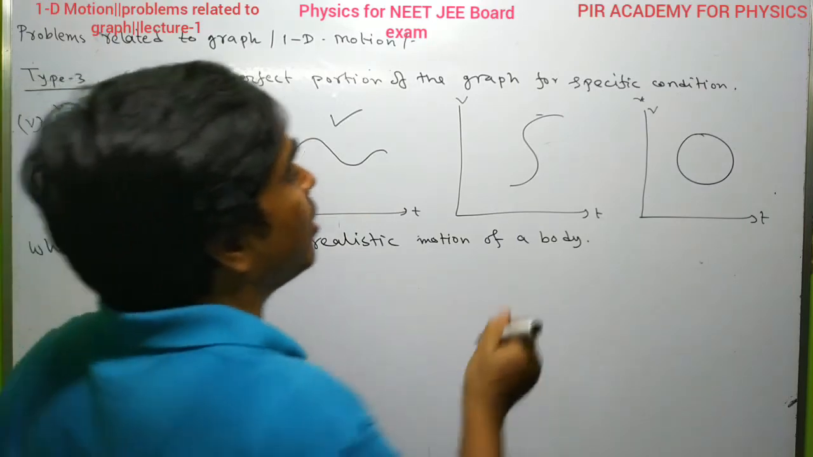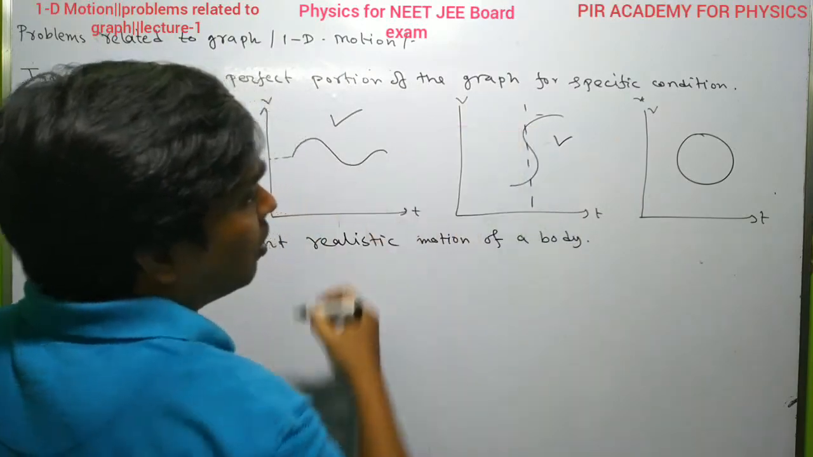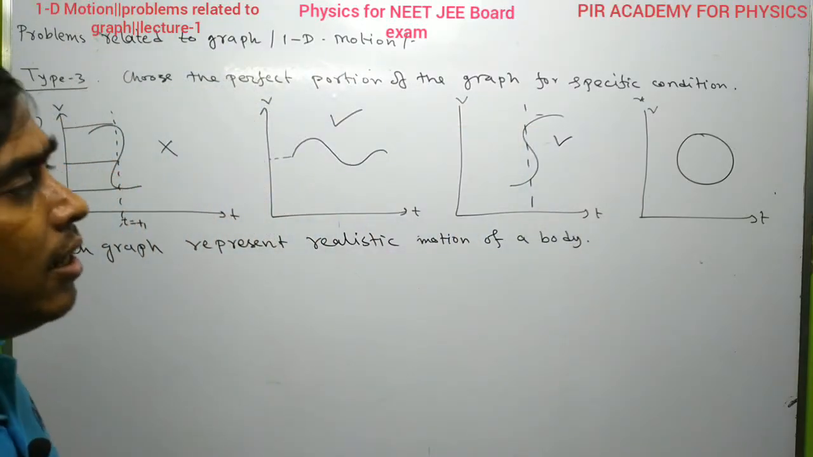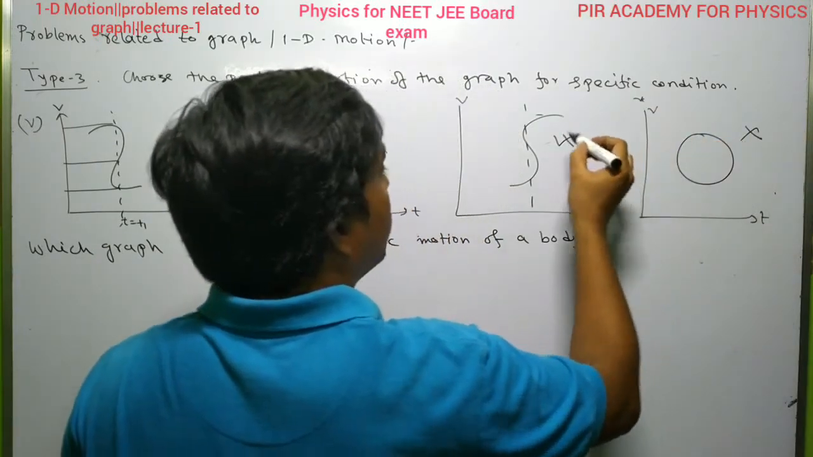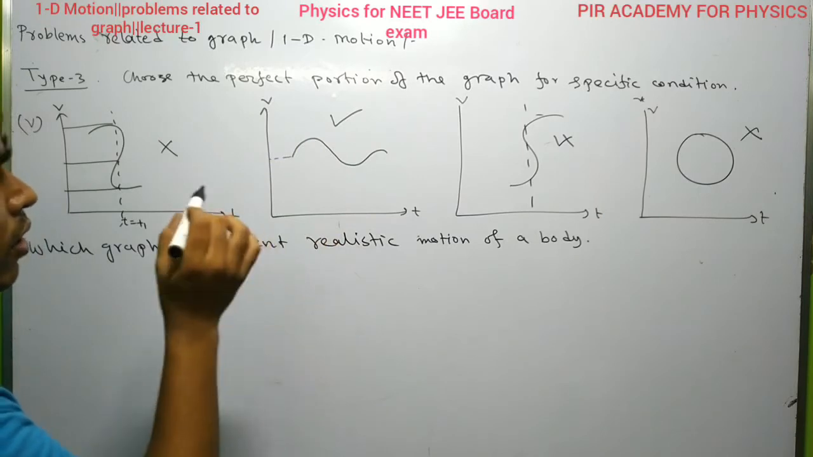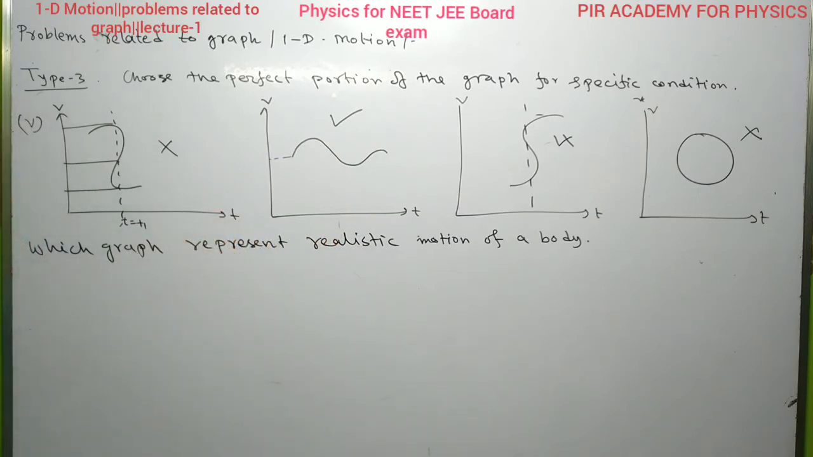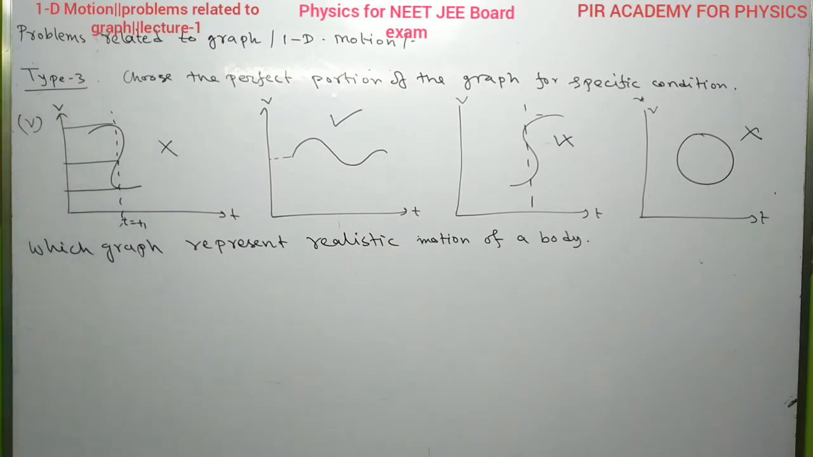Here you see, suppose this is time. So this graph is not possible. Here there are three velocities at the same time, so this graph is not possible. This curve is not possible. So this is the perfect curve or graph which shows the realistic motion of a body.